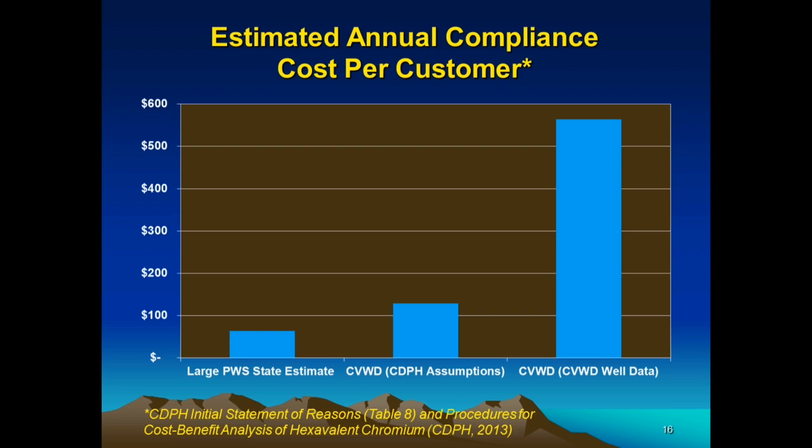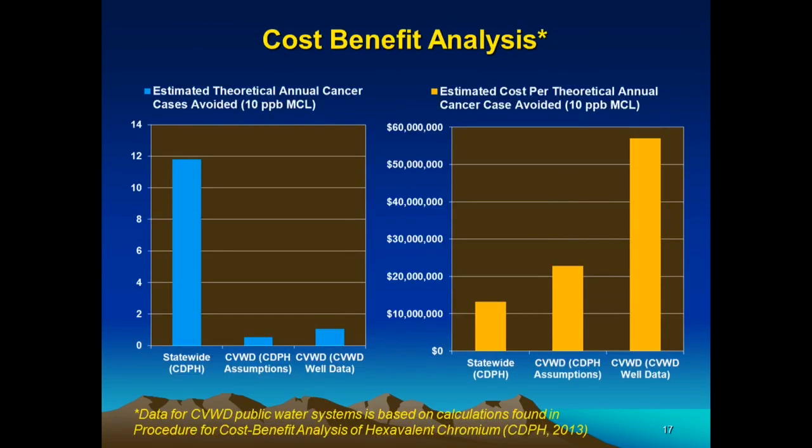So now they also look at how much it costs to avoid that cancer case. That's a good way to look at how we use monies to protect public health. Statewide, they estimated $13 million per avoided cancer case. They've done estimates of the value of statistical lives, and it ranges from maybe $8 to $9 million, so it's within range. Then you apply that same state method to the water systems we provide, and that would equate to $22 million per avoided cancer case. But again, that's using their assumptions.